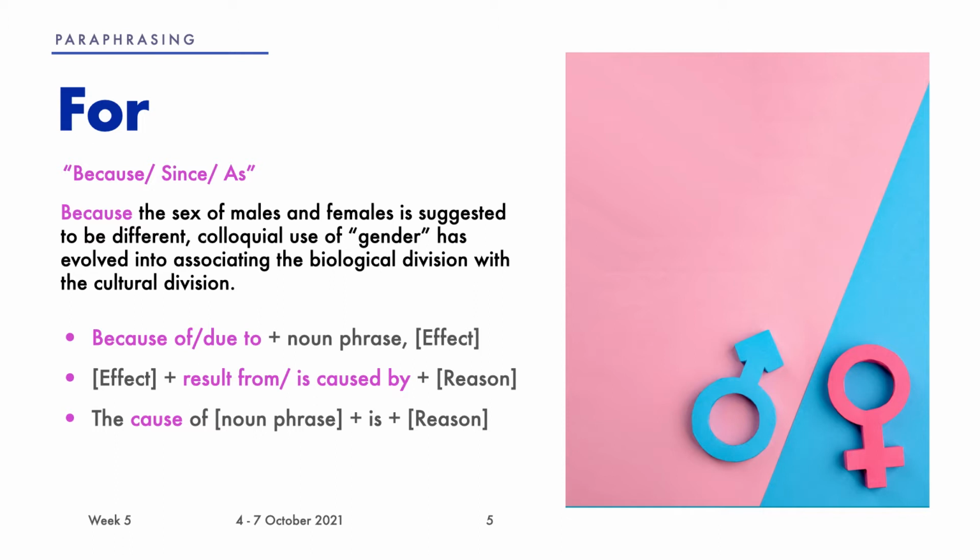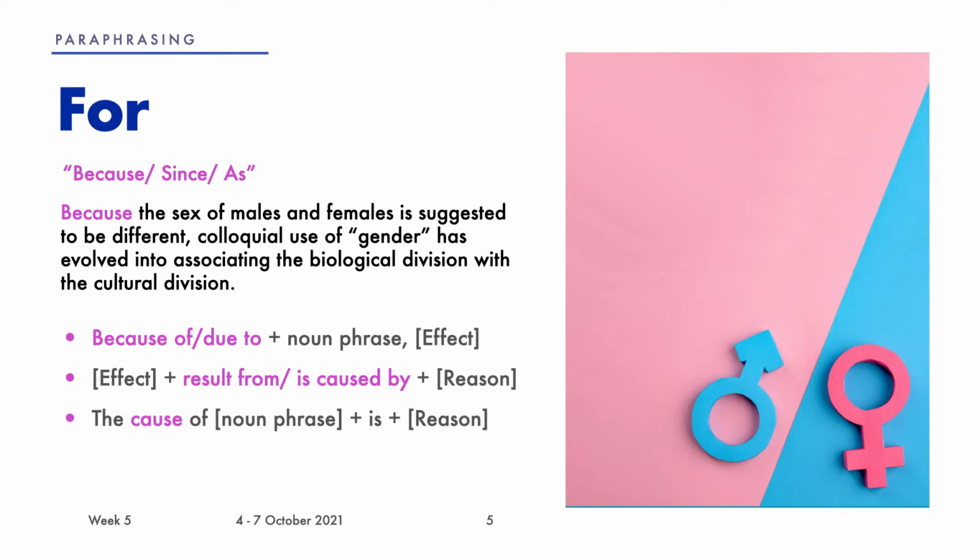So we can use because at the beginning of a sentence, but remember you have to connect this sentence with another. Aside from using because, you can use because of or due to. And in this case, if you use because of, the sentence that originally follows because has to be nominalized, or you have to turn everything into a noun phrase. And then you can paraphrase the next sentence as an effect.